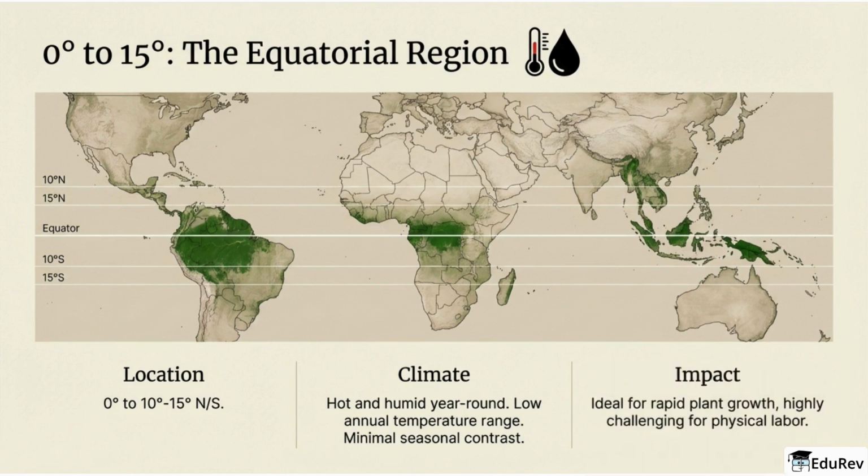Plant growth becomes rapid and luxuriant, but physical labor becomes exhausting because the human body struggles in constant heat plus humidity. So if a question gives you low annual range, year-round humidity, and dense vegetation potential, your answer should move straight to the equatorial belt.